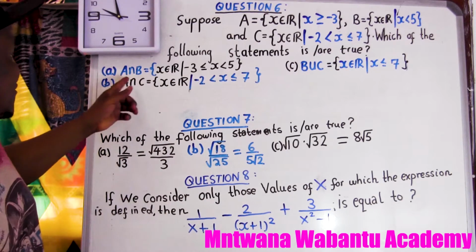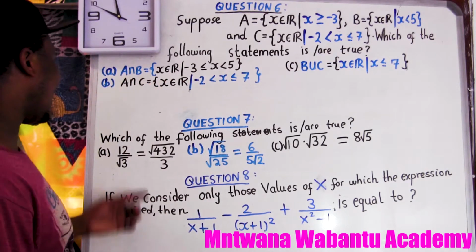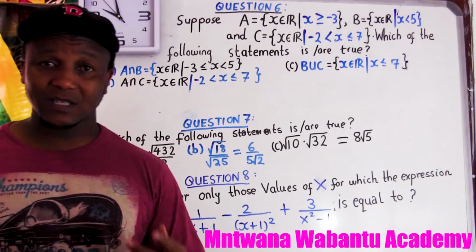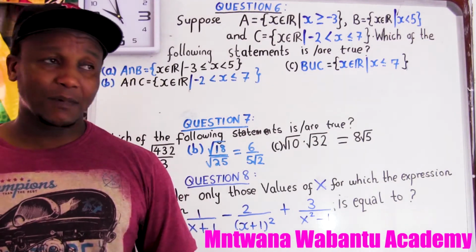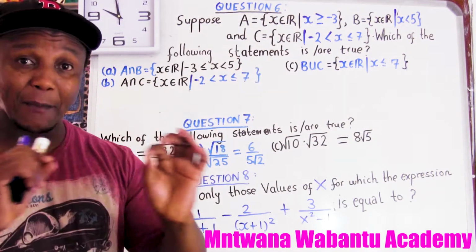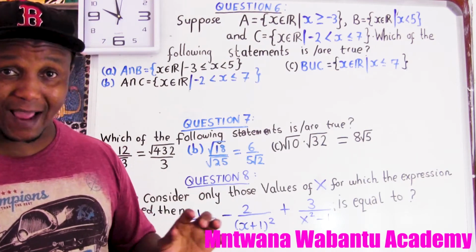We're going to have to test each and every one, because we cannot identify A intersection B by just saying, oh, this is true, this is not true. Let me tell you this: it's very important, whenever they give this type of question, draw your number line. The number line is going to save your life.